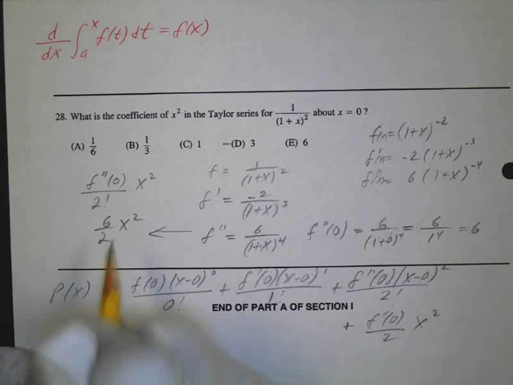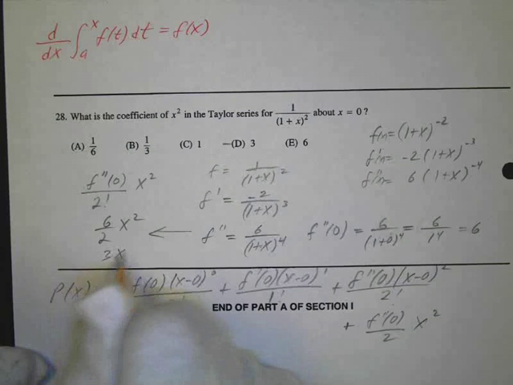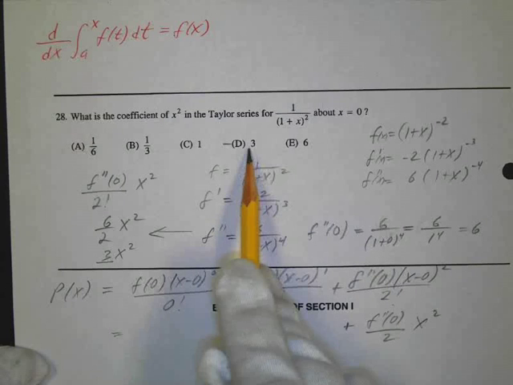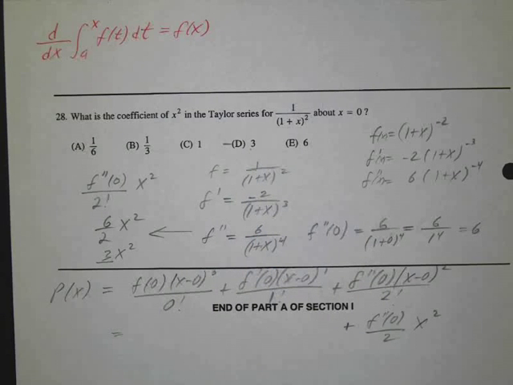And that just ends up being 3x squared. And they're looking for the coefficient of the x squared. So that's just going to be letter D, 3. Okay? So that's a nice application of your knowledge of the Taylor expansions and the derivatives. And that was 28. Okay? Hope that helps.